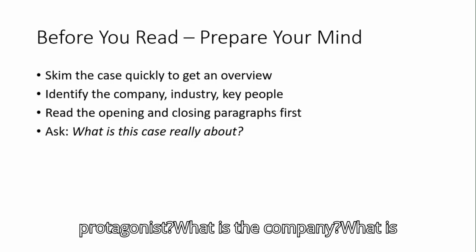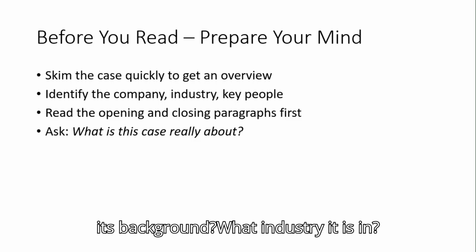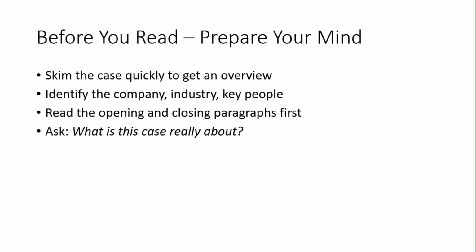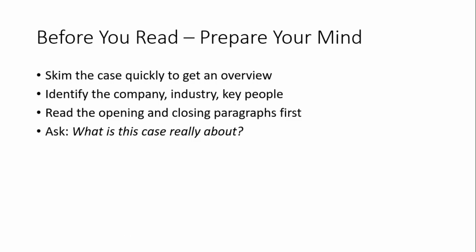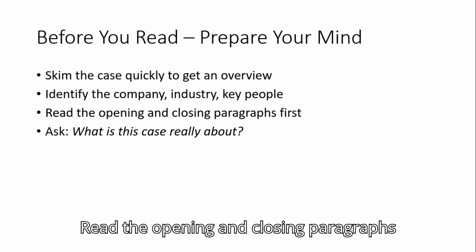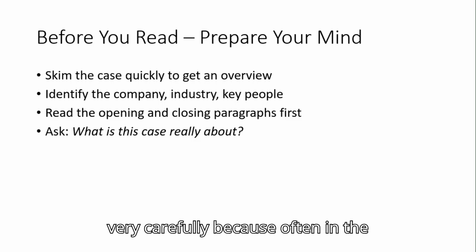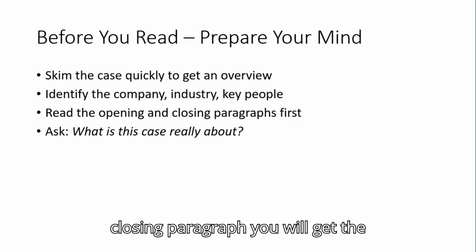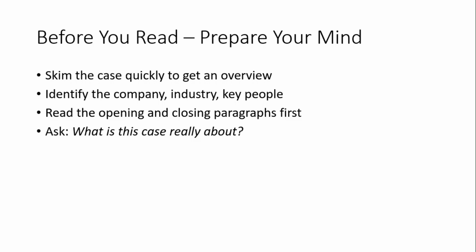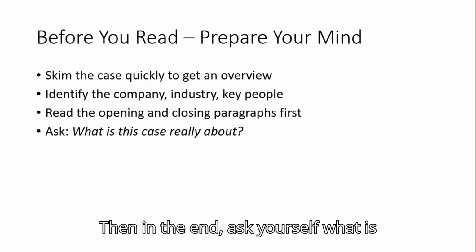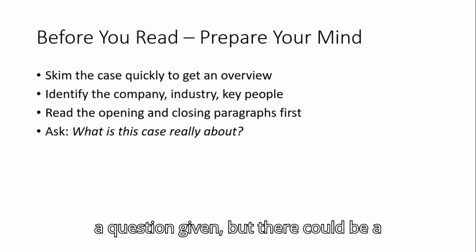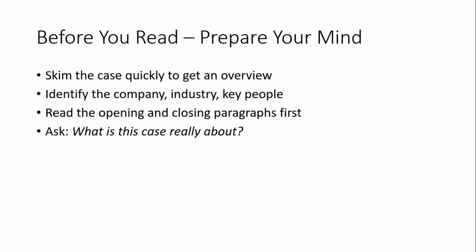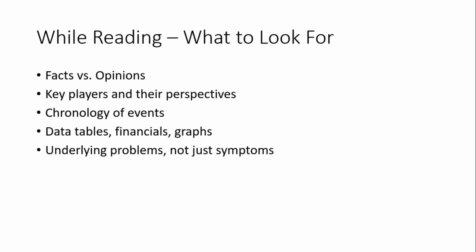Okay, so who is the protagonist? What is the company? What is its background? What industry is it in? Are there any other key people? For example, there could be an antagonist. Read the opening and closing paragraphs very carefully because often in the closing paragraph you will get the dilemma, and also in the opening paragraph you may get a situation. Then in the end, ask yourself, what is this case really about? So there could be a question given, but there could be a particular hidden motive behind the case. So what that exactly is.